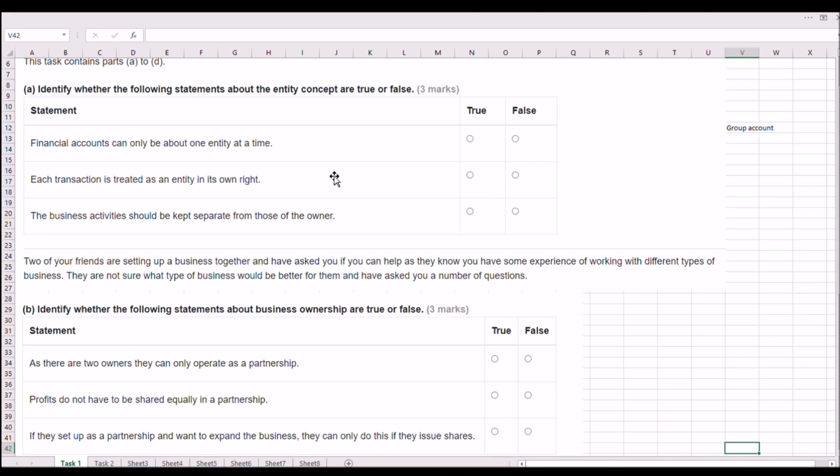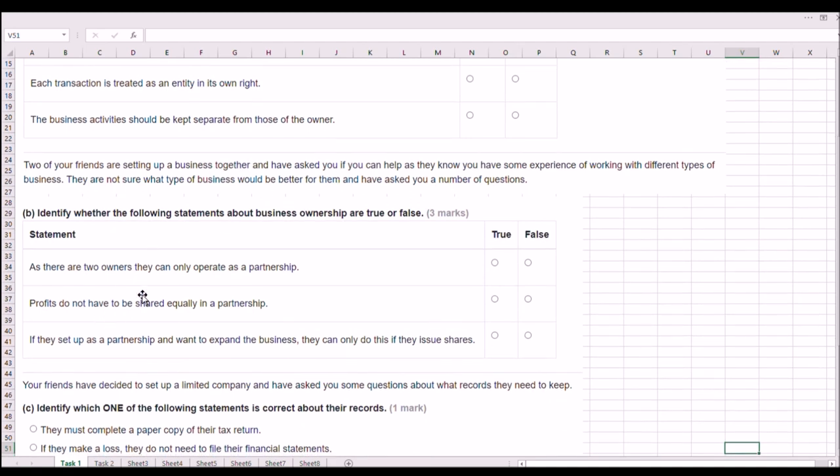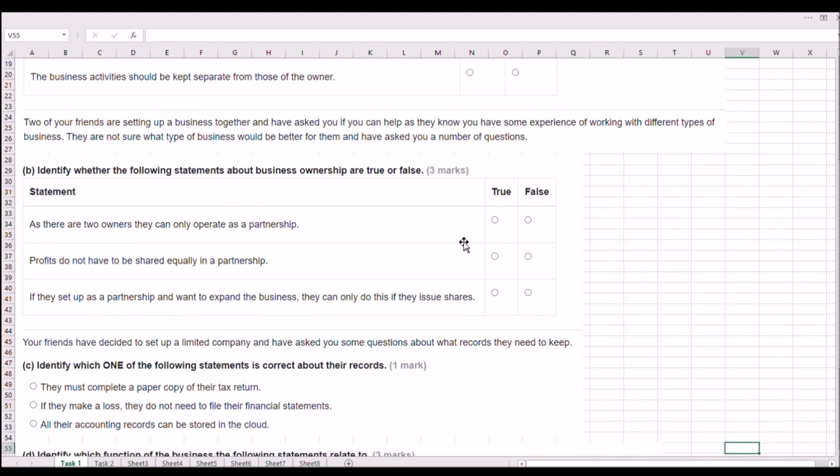Right, identify whether the following statements about business ownership are true or false. As there are two owners, they can only operate as a partnership. No, that's false. They could be a company with two shareholders. Profits do not have to be shared equally in a partnership. Yeah, that's true. You and I could be in partnership over a book: I write the book, you do the proofreading, you get 10%, I get 90%. So profits do not have to be shared equally in a partnership. That's true.